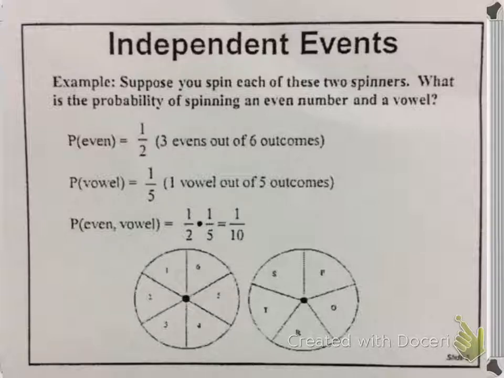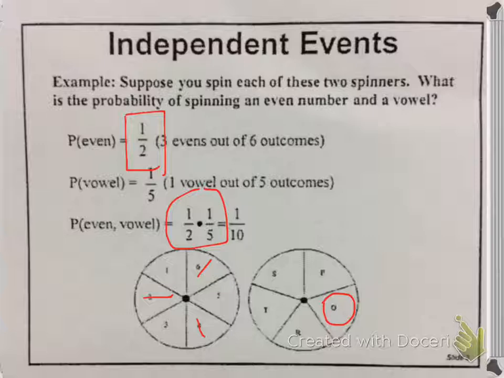So here's an example of how to find the probability of independent events. It says, suppose you spin each of these two spinners. What is the probability of spinning an even number and a vowel? So they found the probability of the even number, 1/2, because there's 3 evens on here out of 6. And then they found the probability of a vowel, which is 1 out of 5. And they multiplied those two probabilities together to get 1/10 for the probability of doing both of those things.